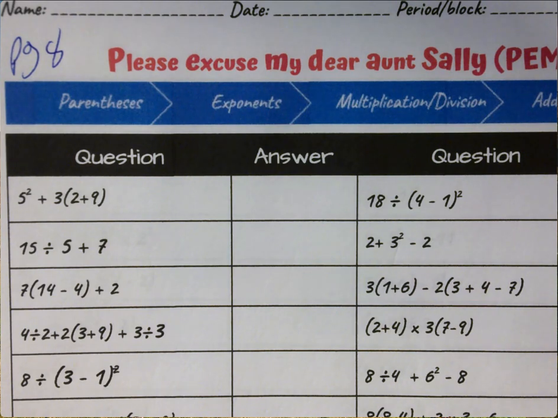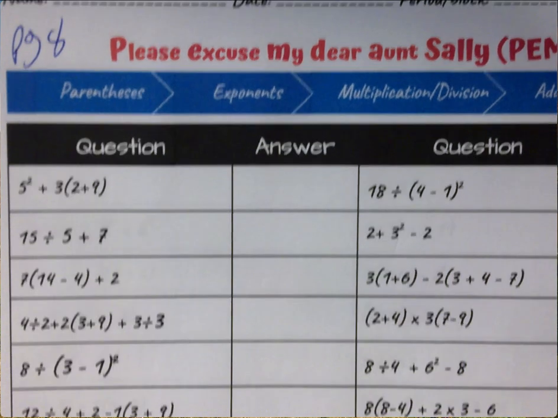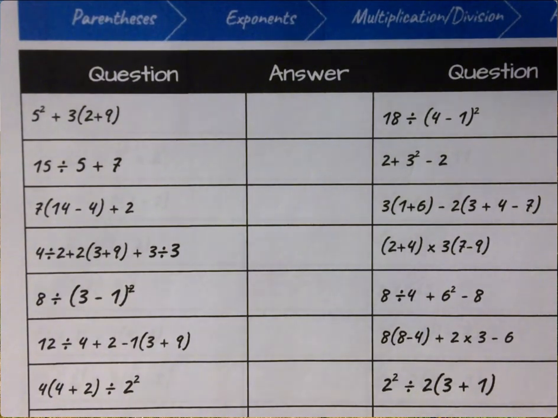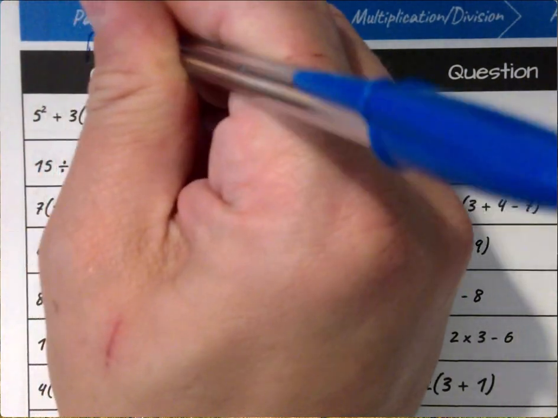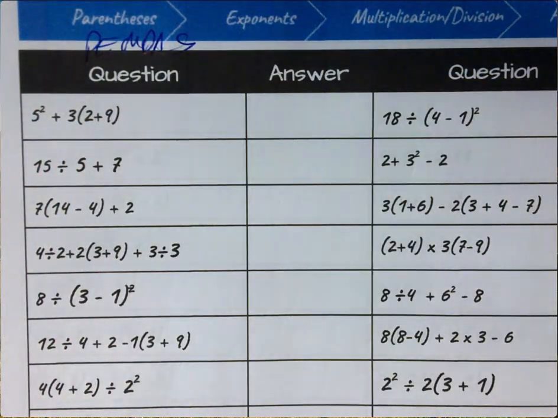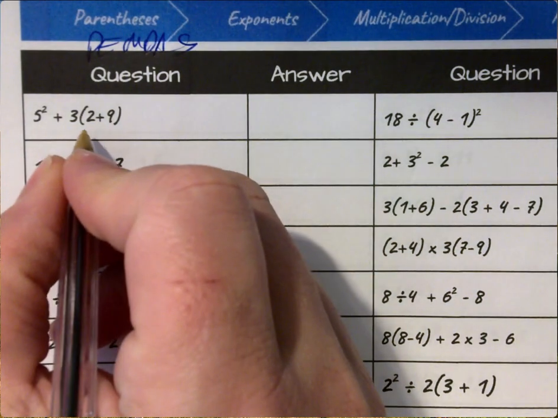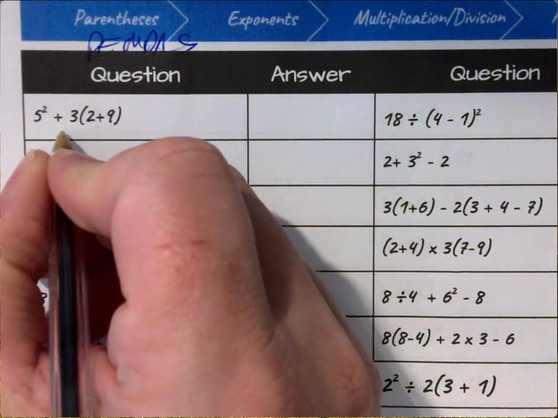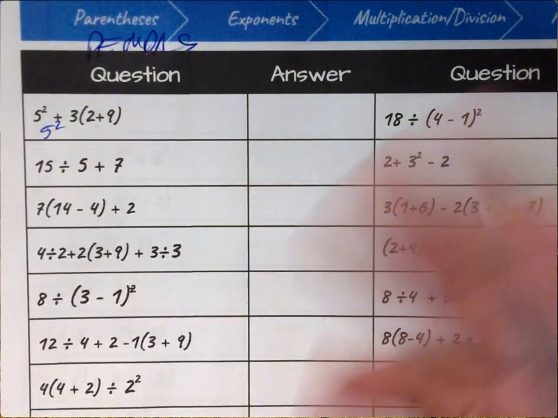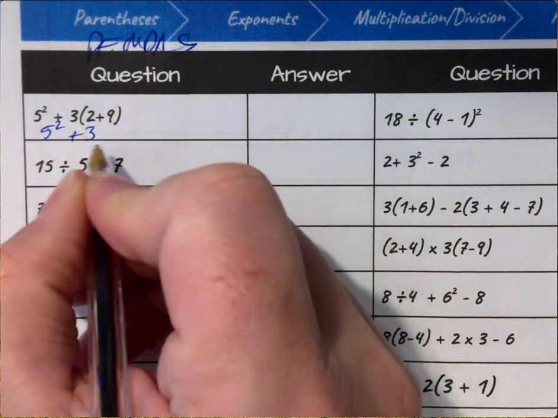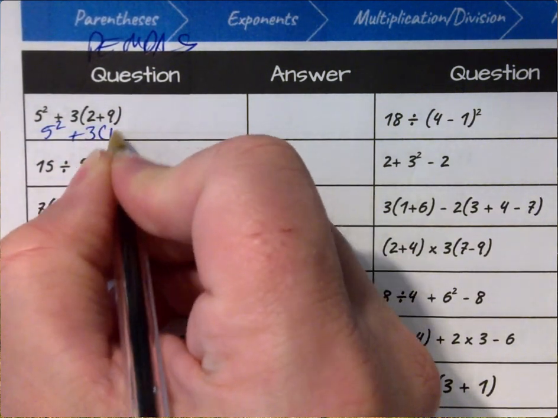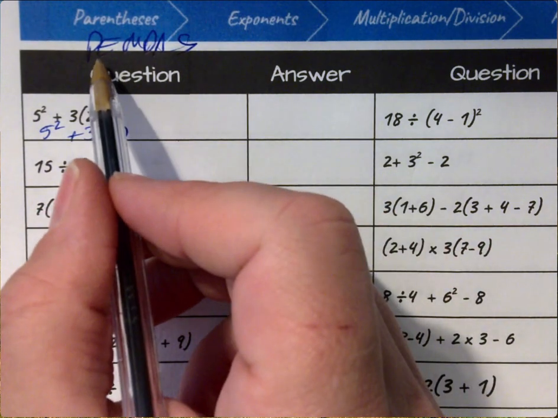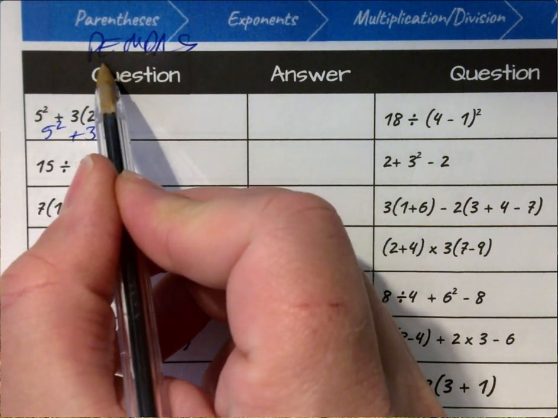Let's get started. Here we've got 5 squared plus 3 times 2 plus 9. So we're doing PEMDAS problems. We're going to do what's in the parentheses first. So that gives us 2 plus 9. At some point we're going to square 5. Then we're going to do 3 times 2 plus 9, which is 11. PEMDAS tells us to do exponents after we multiply.